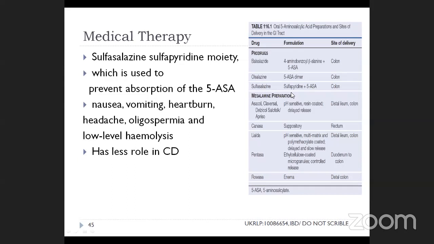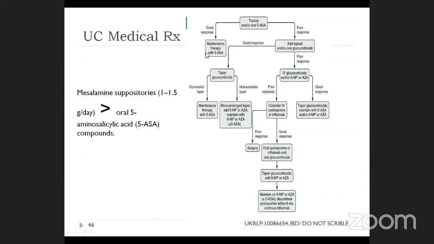So how does this work out? This is the treatment flow chart for ulcerative colitis, when the patient can be managed with medical management. Mesalazine suppositories are more effective than the oral 5-ASA compounds. This is in general. Let's go on to the flow chart. The patient who has been diagnosed with ulcerative colitis starts with topical or oral 5-ASA, and if there's a good response, just go for maintenance therapy with sulfasalazine.